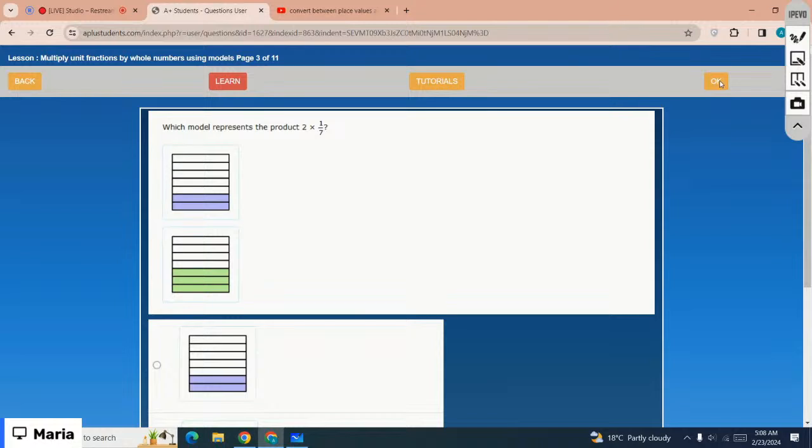Which model represents 2 times 1 over 7? So which is the correct option, 1 or 2? 2 times 1 by 7 is 2 by 7, right? So correct option is the one that has only two portions colored. So which is the correct option? Yes, very good. You can see the first one has seven portions. Out of seven, two of them are colored. That is option number one.